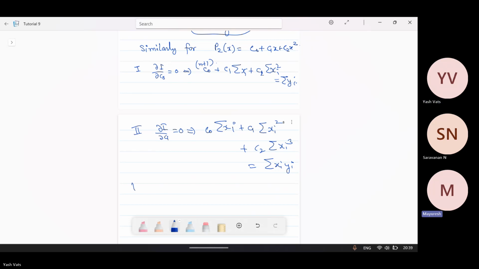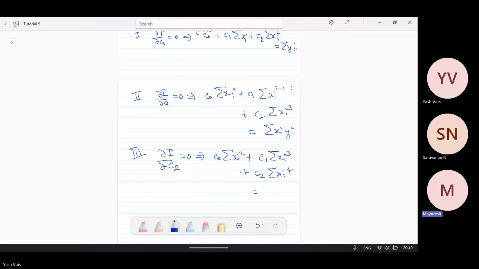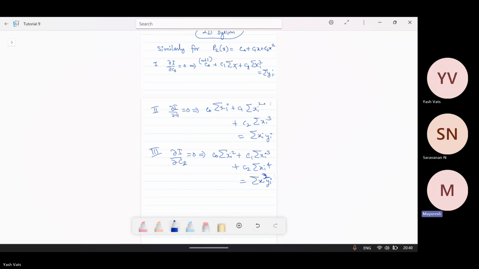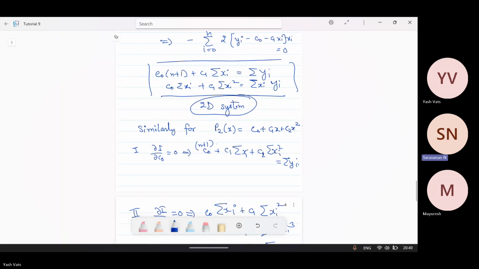And the last one: c0 summation xi square plus c1 summation xi cube plus c2 summation xi to the 4 is equal to summation xi square yi. Okay. Is it right? Are you sure? Saravanan is also going to verify. This is what I got. Yes, it is correct. The only thing I have a doubt about is whether the first one, c0, will have that n.